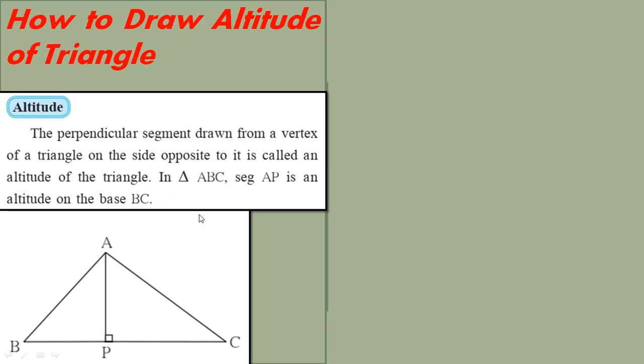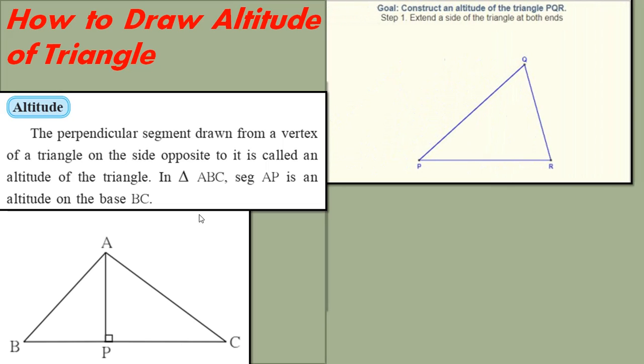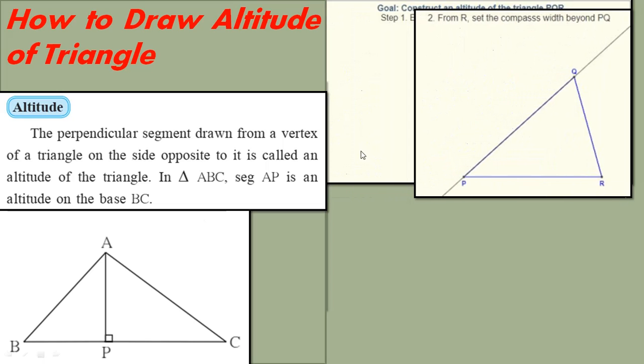So altitude is nothing but the perpendicular segment drawn from a vertex of a triangle on the side opposite to it. So there are different steps. Step 1, extend a side of the triangle at both the ends. Then from R set the compass width beyond PQ.